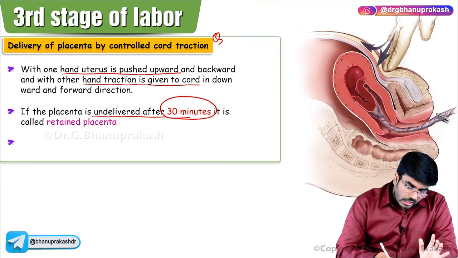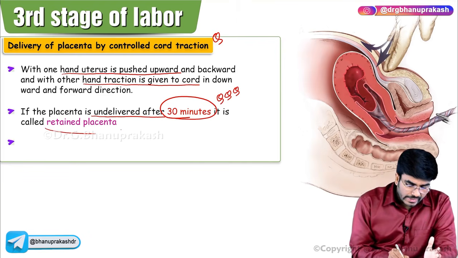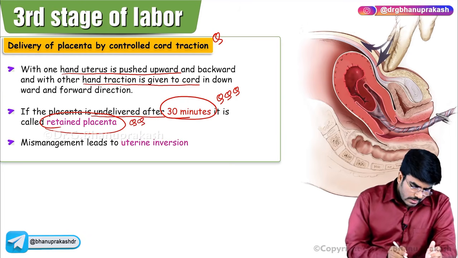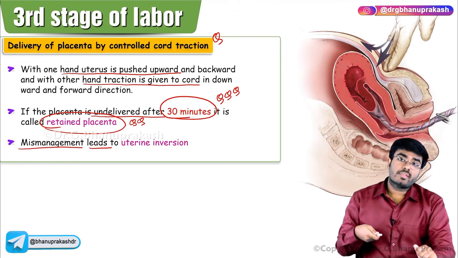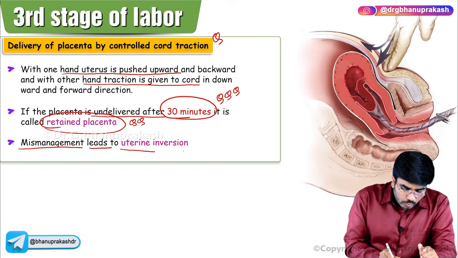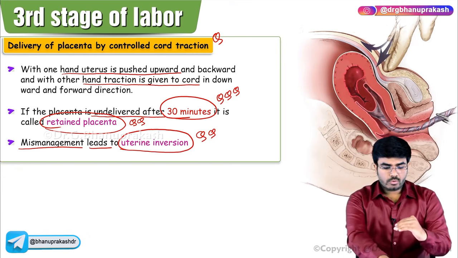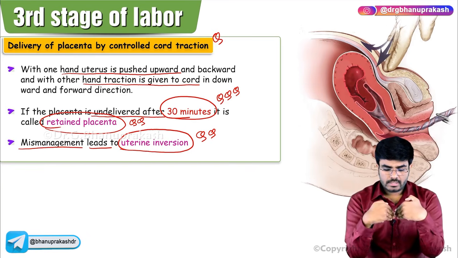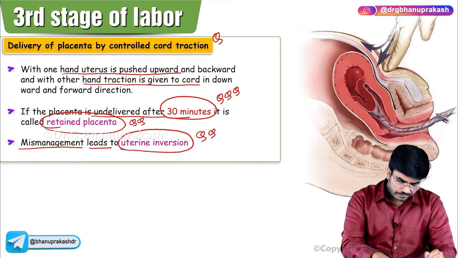But even after 30 minutes, if the placenta is not delivered, this is a prolonged third stage of labor, and this is called a retained placenta. The placenta got retained in the uterine cavity. Mismanagement, meaning inappropriate traction on the umbilical cord, will lead to uterine inversion, the inside out of the uterus. For example, if this is the uterine fundus, it will come out something like this. There is inversion of the uterus.